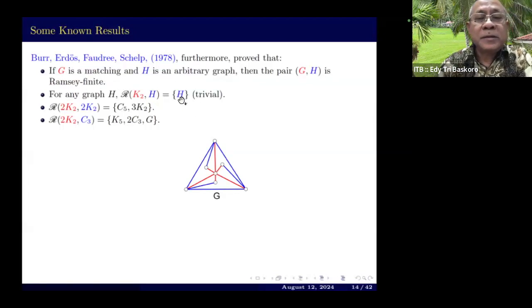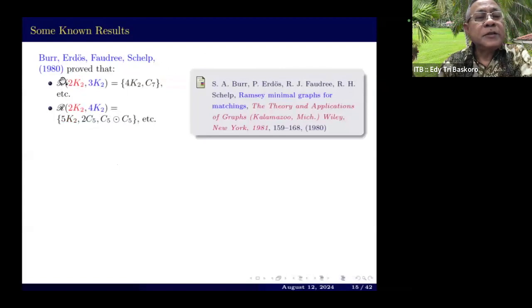one member, which is H itself. Then for (2K2, 2K2), there are two graphs, C5 and 3K2. If you change 2K2 to C3, then you have K5 for (2C3, 2C3). Next, this is from Burr, Erdős, Faudree, and Schelp, considering (2K2, 3K2) and then (2K2, 4K2).